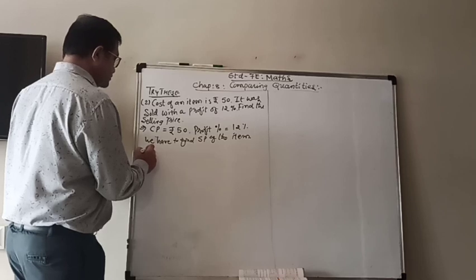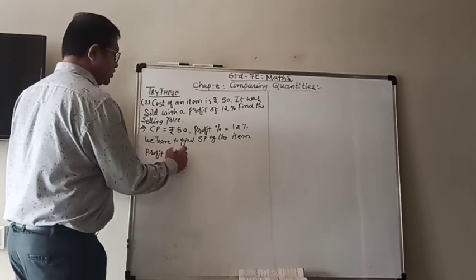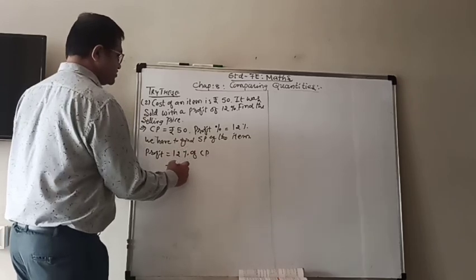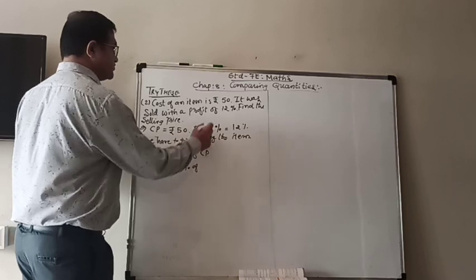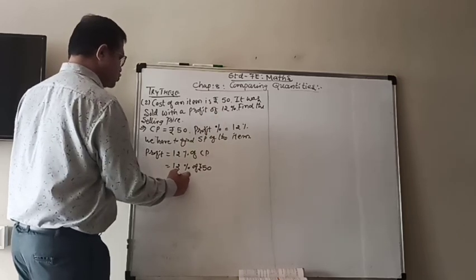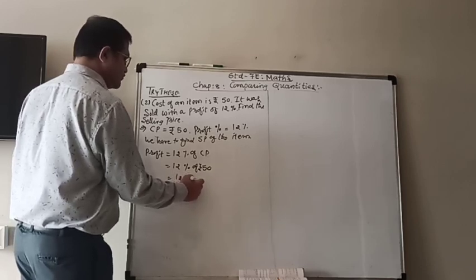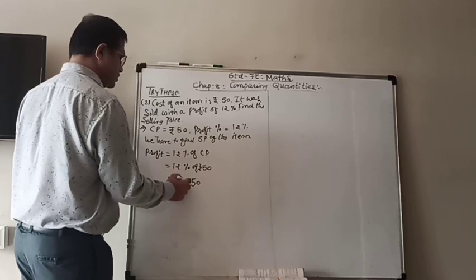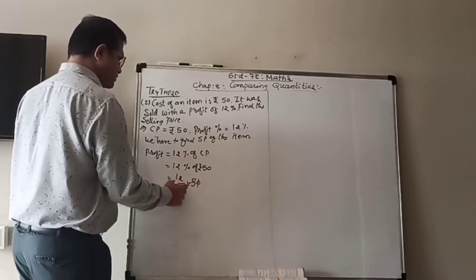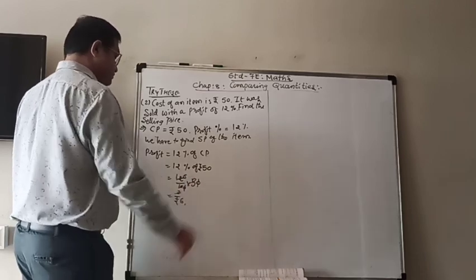So now profit is equal to 12% of CP, that is 12% of rupees 50, that is 12 upon 100 multiplied by 50. So now 5 2s are 10, 2 6s are 12, so rupees 6 is the profit.